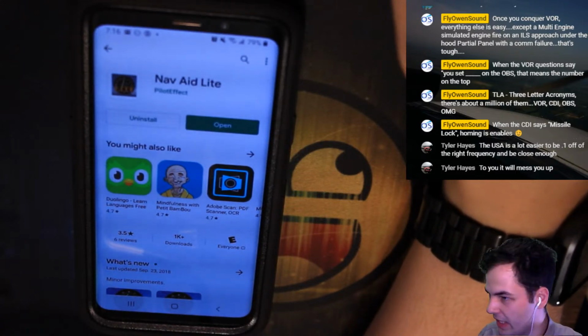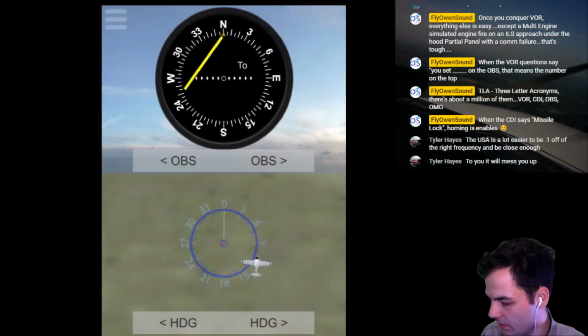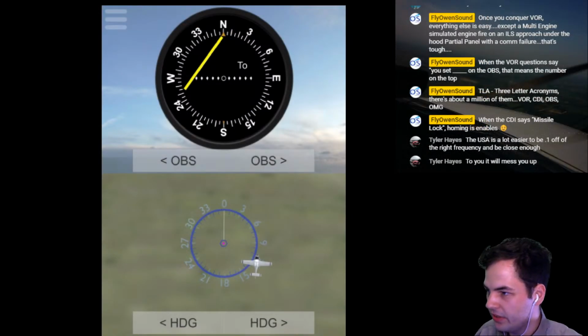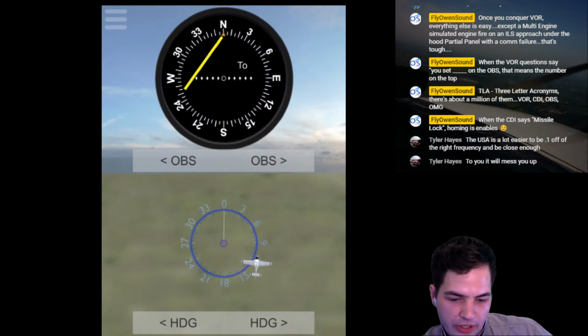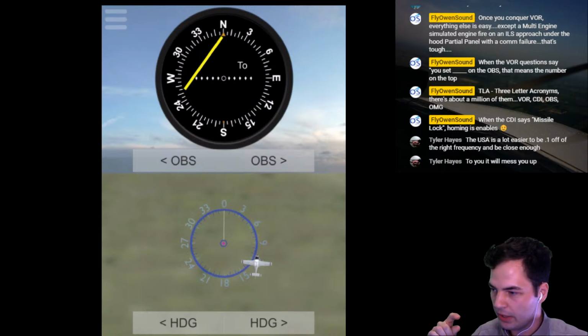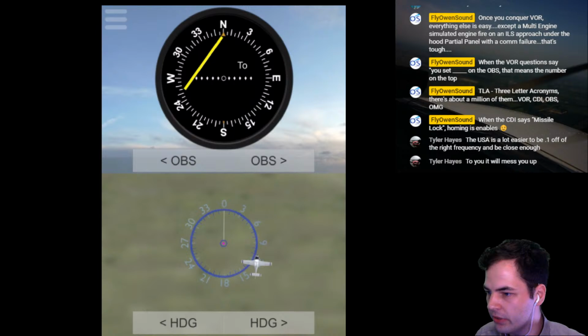Okay, so my app is downloaded. I'm going to open that bad boy up. And here we are. This app is going to let us see a lot of the practical side: I put the airplane here, I have the OBS set to this, what's the reading going to be, and that sort of thing.